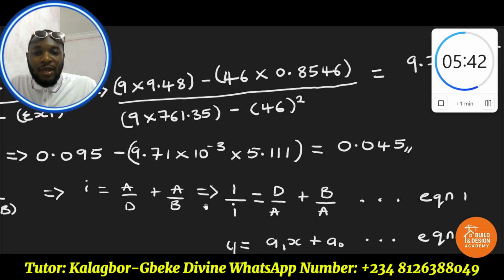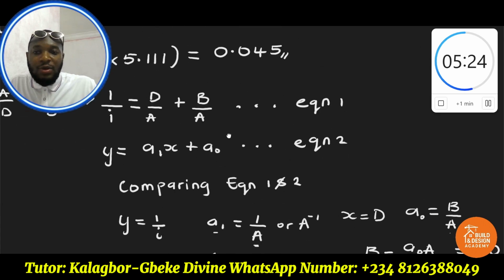Now invert all of them. Anything you do to the left hand side of the equation, you do to the right hand side of the equation. So it will now be 1 over I. If you do 1 over I, you've turned I upside down, and you turn this one upside down too. 1 over D will become D over A, and 1 over B will become B over A.